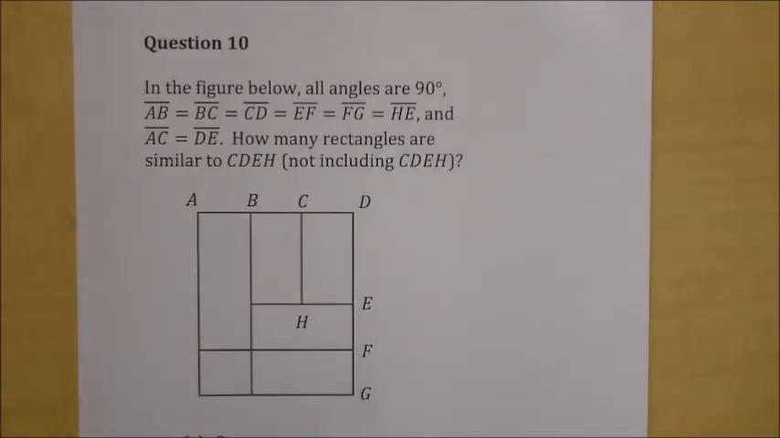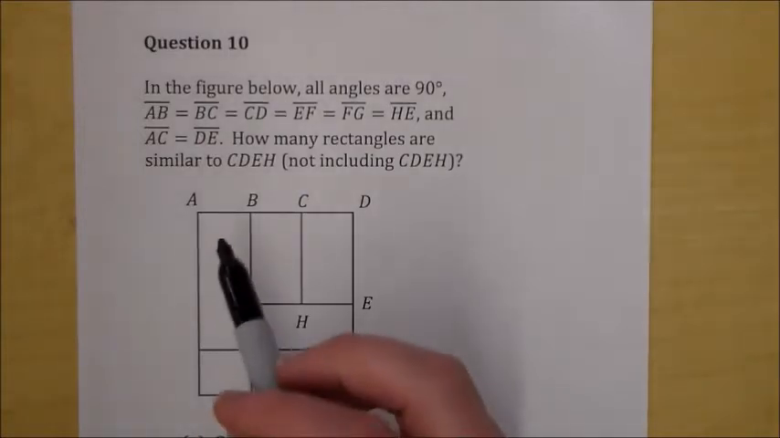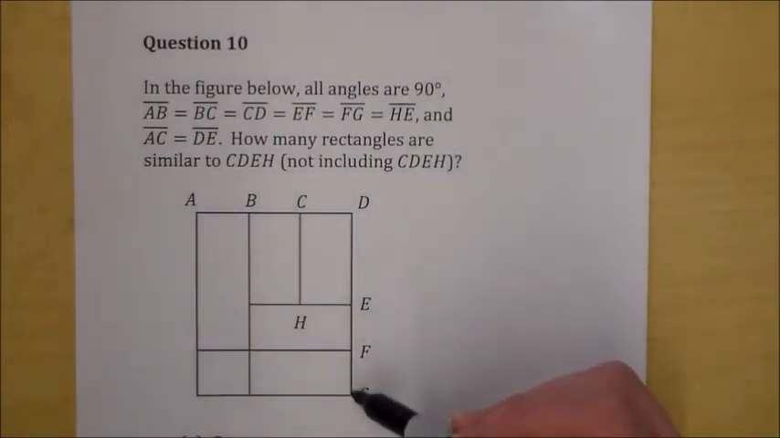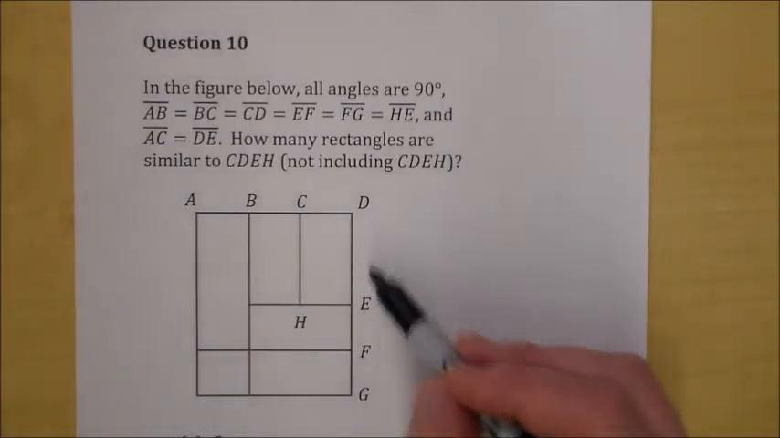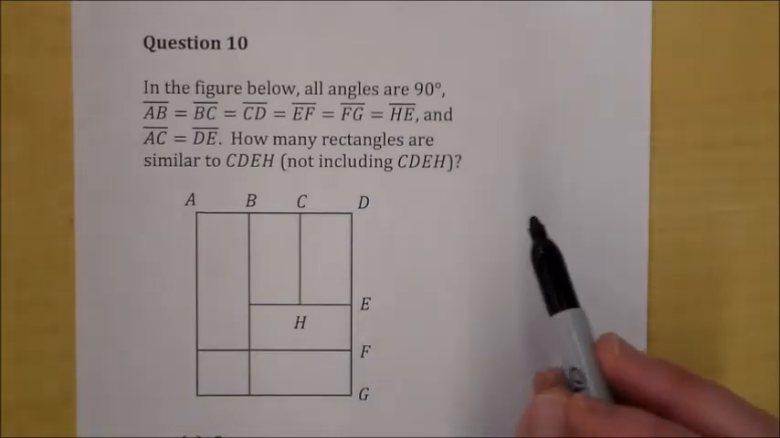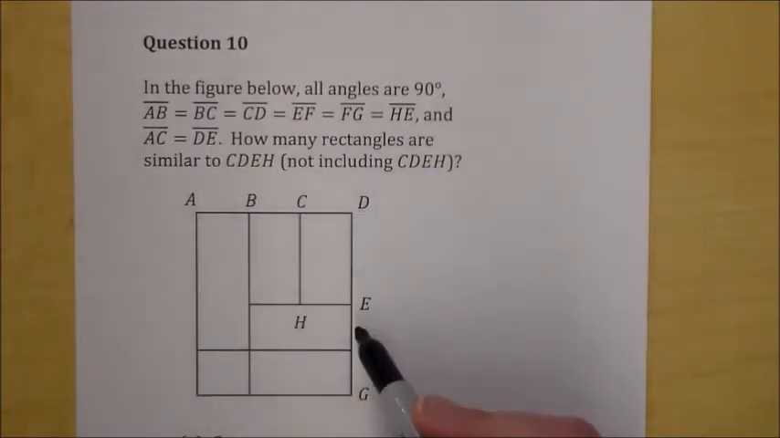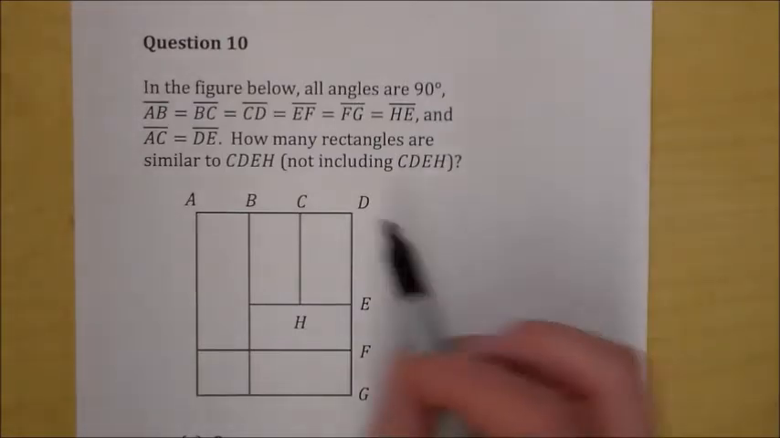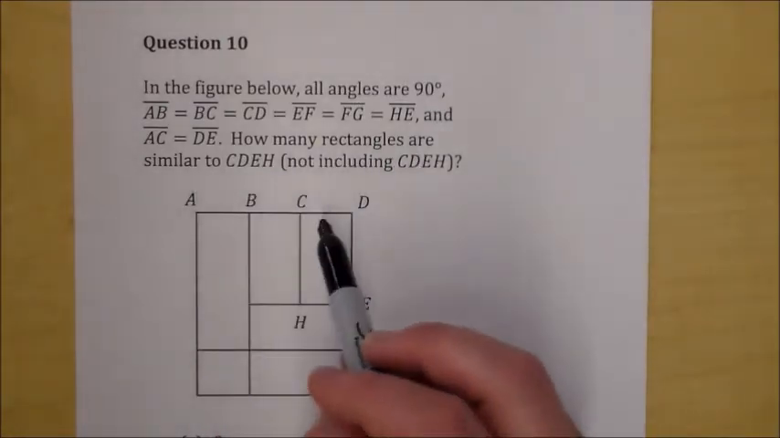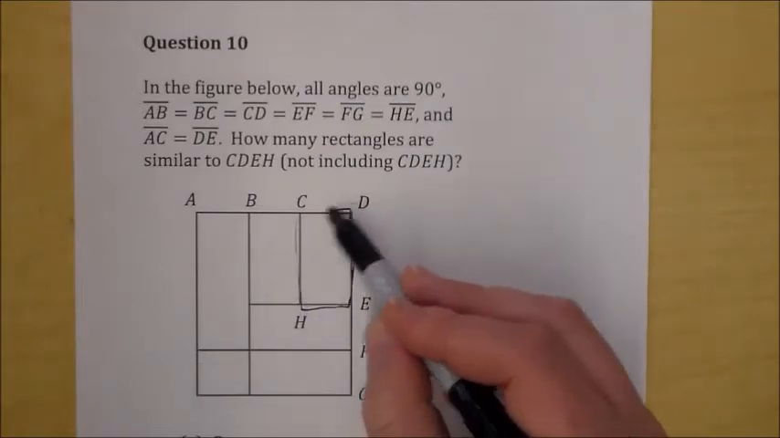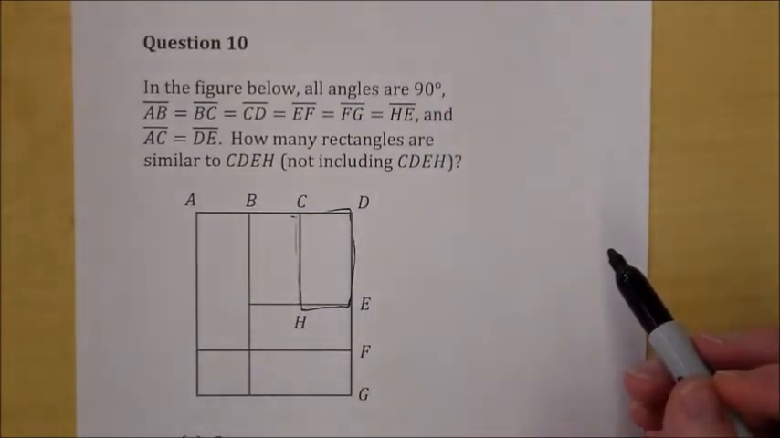And finally, question 10. In the figure below, all angles are 90 degrees. AB equals BC equals CD, and EF equals FG equals HE. Okay, so all these little short guys are the same. And AC equals DE, and these big guys are the same. Well, that's pretty cool. How many rectangles are similar to CDEH, not including CDEH?